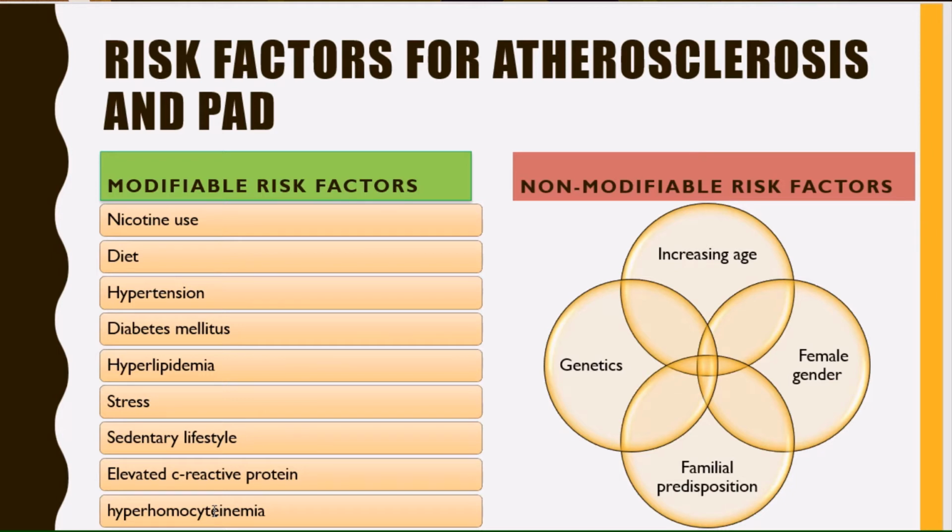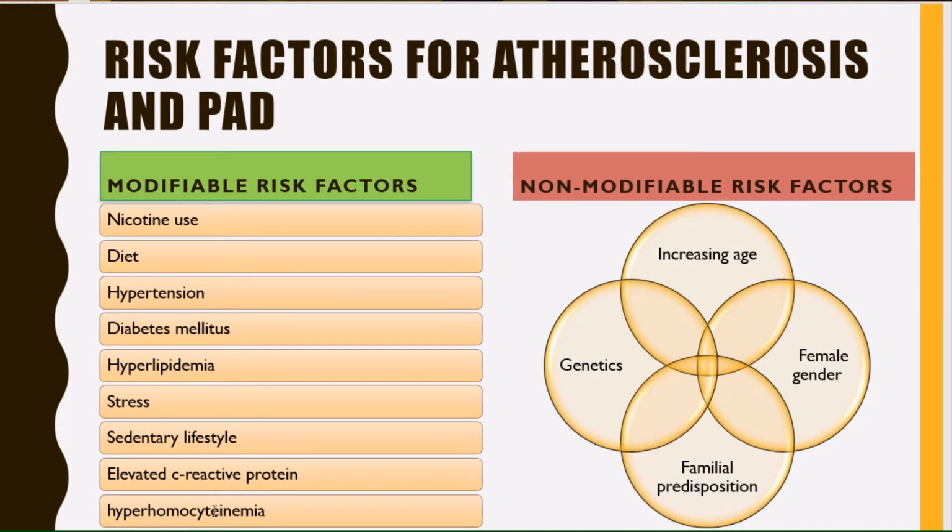Elevated C-reactive protein, or CRP. CRP is one of the cardiovascular indicators. It shows there is inflammation in the cardiovascular system. Once it is increased, it damages the vessels. So if there is an elevated CRP level, that means there is inflammation in the cardiovascular system, and once there is inflammation, it will damage the vessels, and then it can lead into PAD.